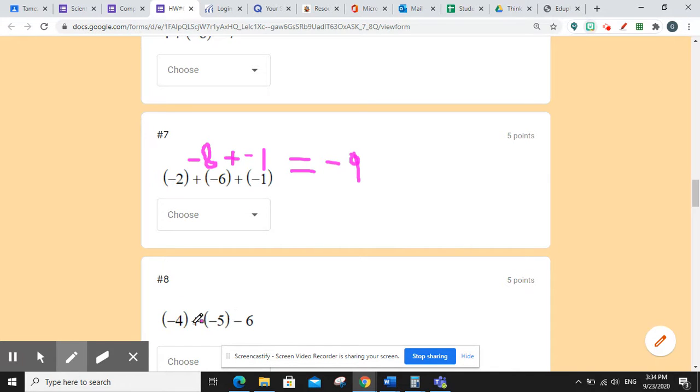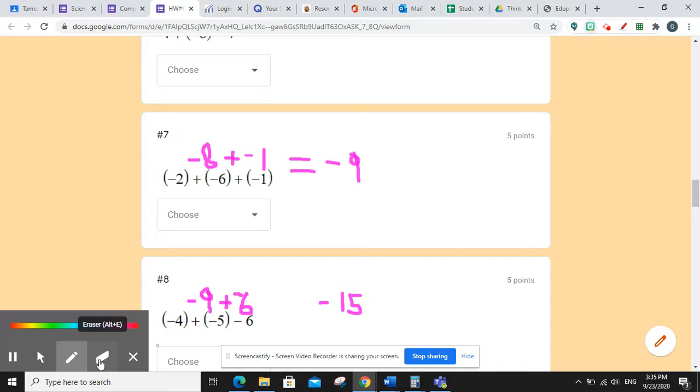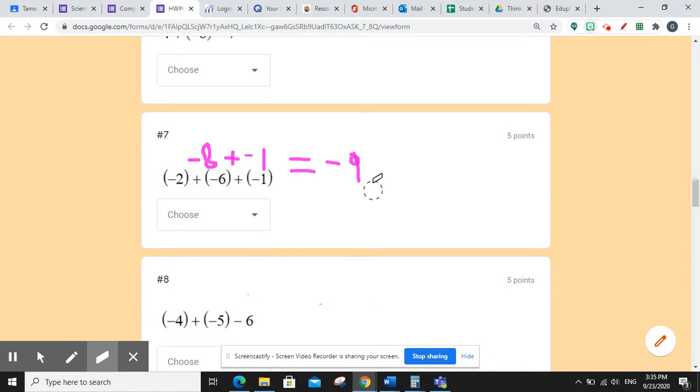Here, same sign, I add them. So 4 plus 5 is 9. They're both negative, so it's going to stay negative. And then it's minus 6. At this point, you could do keep, change, change. Now they're both negative, so I add them. 9 plus 6 is 15, and I keep the negative. So this one is negative 15. Okay, awesome. Now let's go to some of the multiplying and dividing ones.